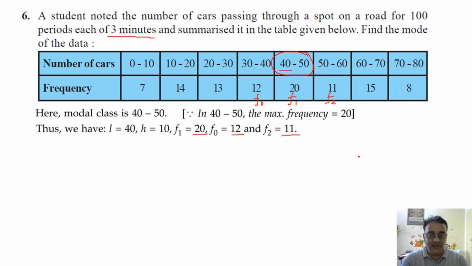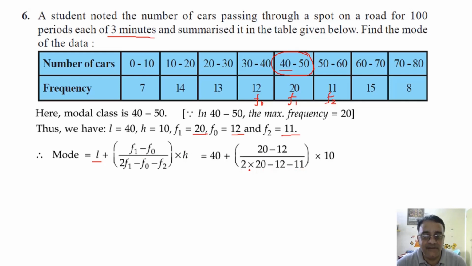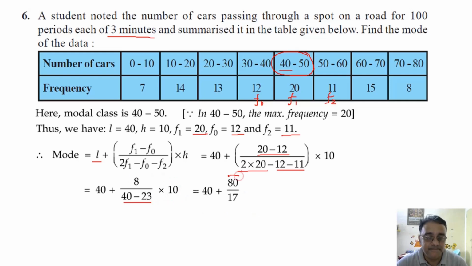After that, what is your next step? Write the formula. Then substitute all the values. So 40 plus (20 minus 12) upon (2 into 20 minus 12 minus 11) into 10. So this will become 8, and this will become 40 minus 23, which is 17. So 40 plus 80 upon 17.